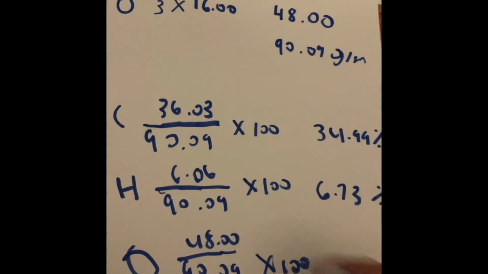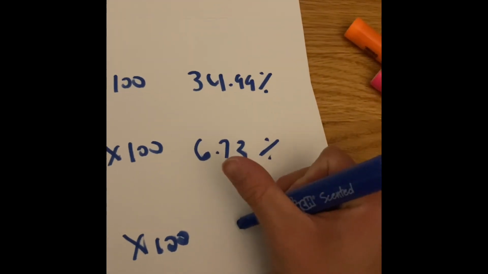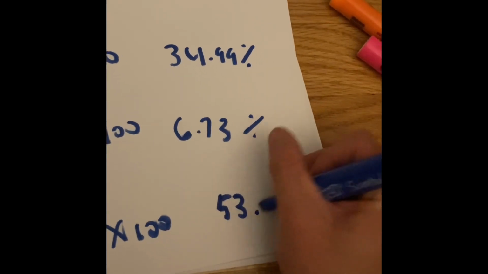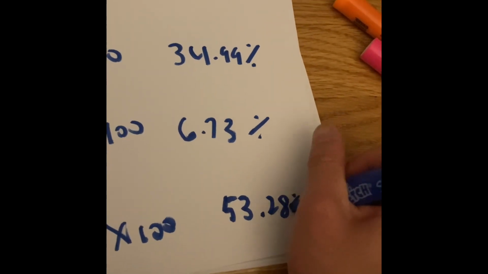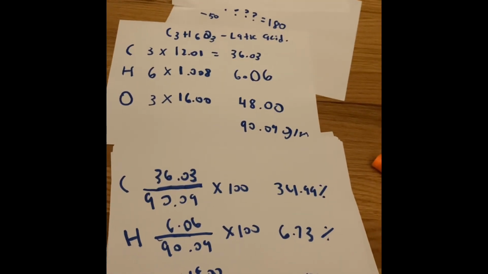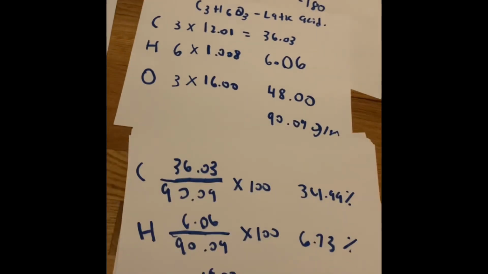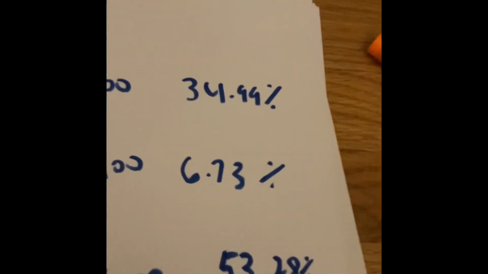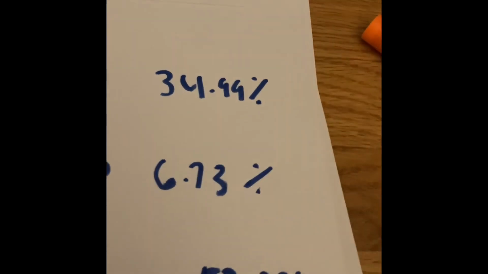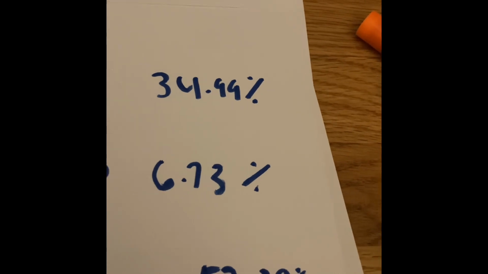The last one, for oxygen, if you do this divided by this, times 100, you're going to get an answer of 53.28%. So oxygen is going to take up 53.28% of the molar mass for lactic acid. And that's how much there is. To check your answers, these should add up to 100%. And we did it.